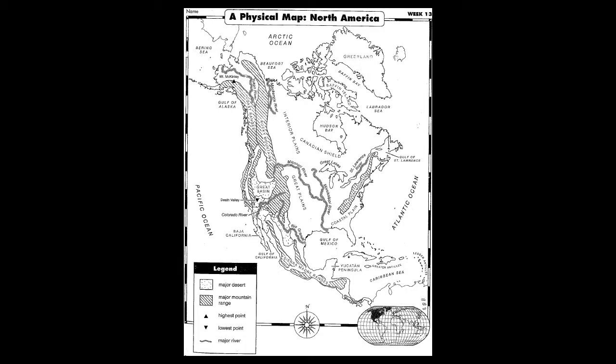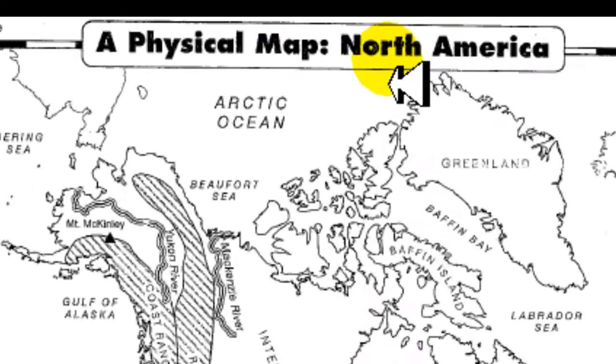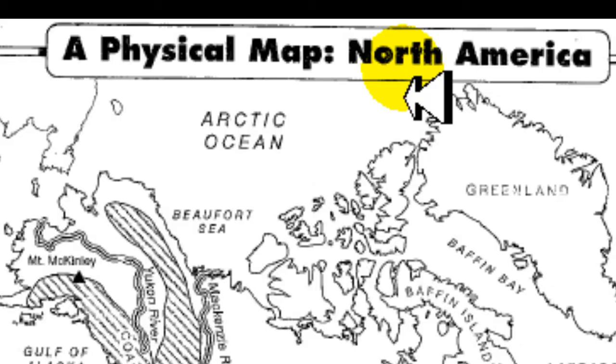Everybody, Mr. O here, going over week 13's map. It's called a physical map of North America. So first thing we always do, take a look up at the title. And we know it's a physical map, and that's going to help us out as we go through the week.